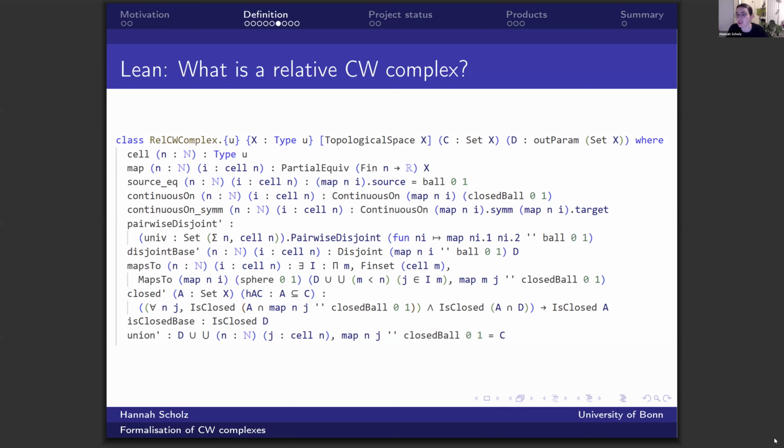I guess an implementation thing of note here is that D is an outParam. This basically means that type class inference ignores it. The reason for this is that while D is not completely inferable through C, it is of course a part of it. So all of the lemmas and stuff talk about C and don't typically talk about D. So for example, you want to say, oh, something is closed, and you hope that in the back it gets figured out that that is because it is a CW complex. That doesn't work unless you tell Lean what the base set is. And that was getting very annoying. And so we chose to make this an outParam.